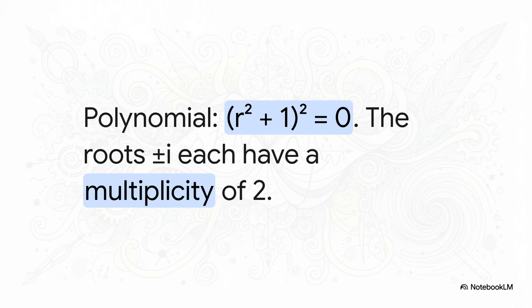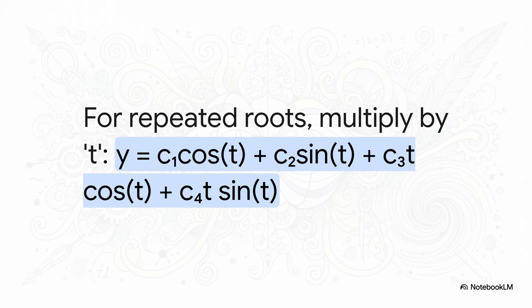Now this one is a bit tricky. We know the roots of r squared plus 1 are plus or minus i, but because that whole term is squared, it means those roots are repeated. We say they each have a multiplicity of 2. So how in the world do we handle that? Well, the first pair of roots, plus or minus i, gives us our standard solution, c1 cosine t plus c2 sine t. Easy enough. But for the repeated pair, we just have to apply our special rule. We just multiply those exact same solutions by t. That gives us c3 t cosine t and c4 t sine t.